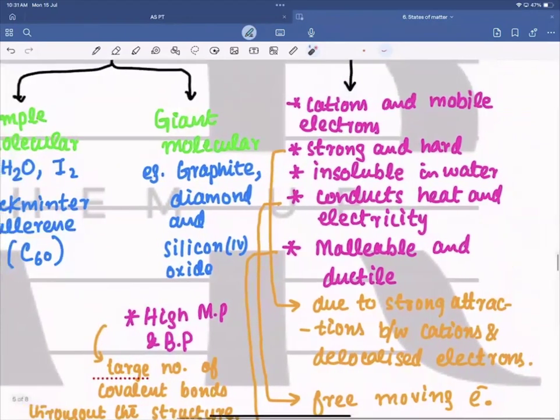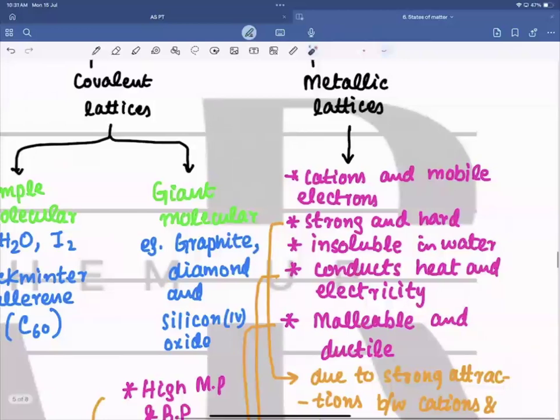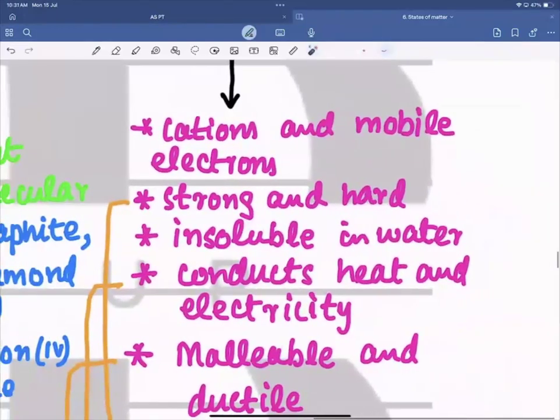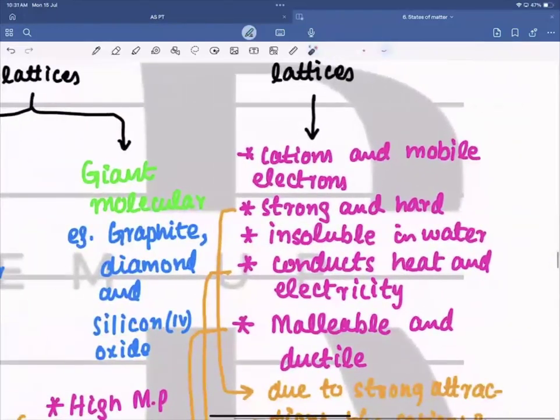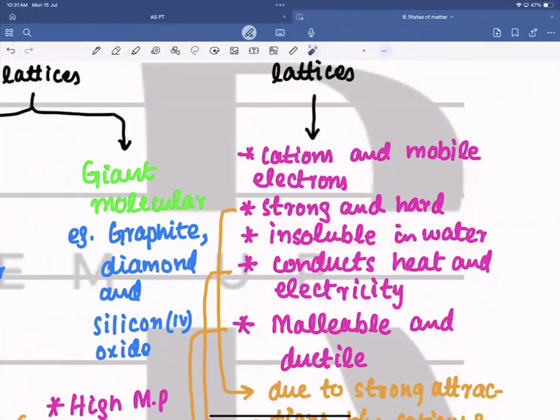Okay, first I'm going to discuss the metallic one, then we will move towards the covalent one. When we talk about metallic, they are strong and hard, insoluble in water. Otherwise, they do react in water like group 1 and group 2 metals, right? Yes, sir. But if the metal is not reacting, it stays insoluble, like if you put zinc, iron, gold, copper, titanium, anything in water, it doesn't react. It stays in the solid state in water, so we say insoluble in water.